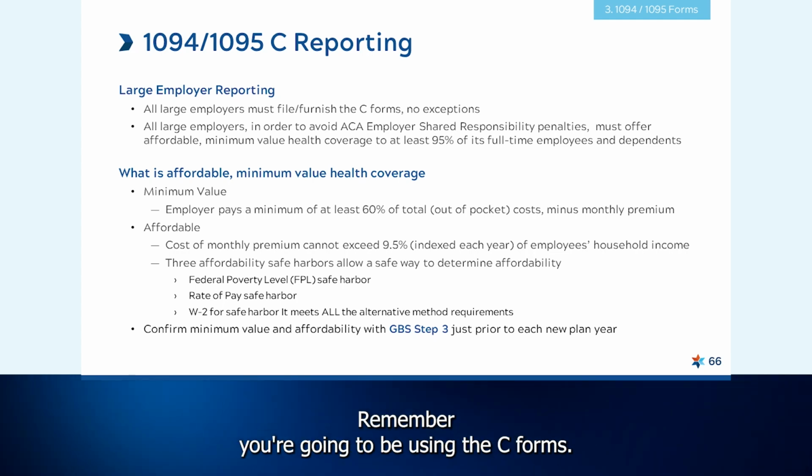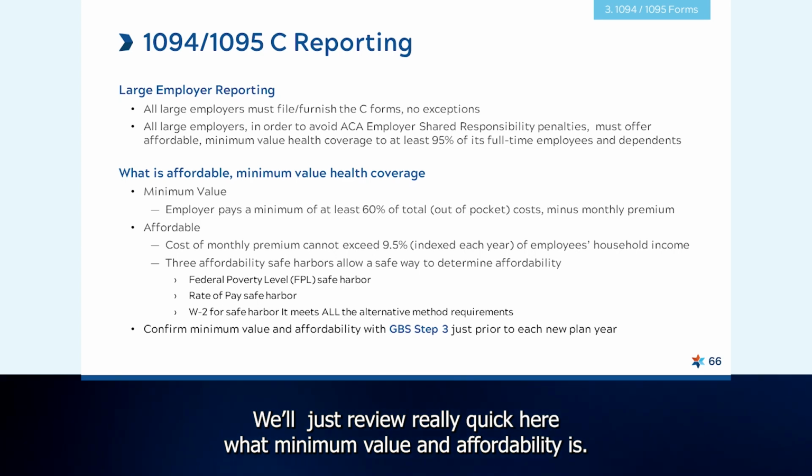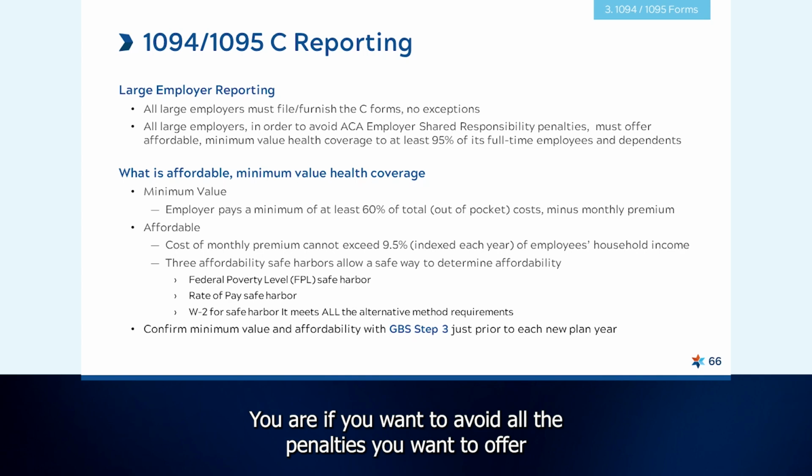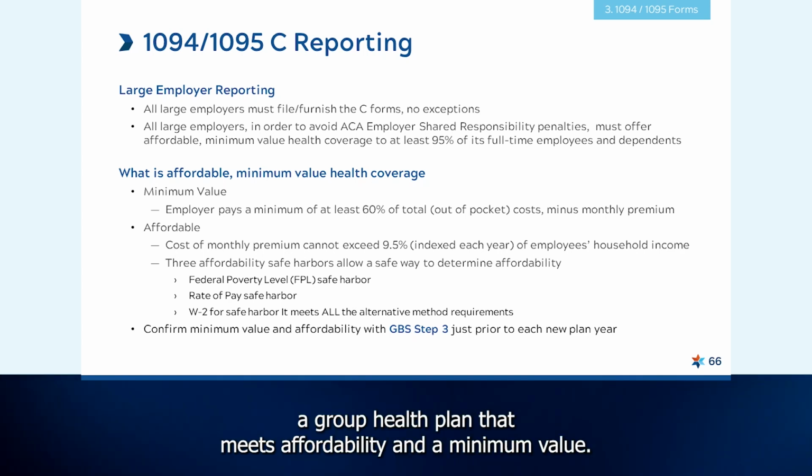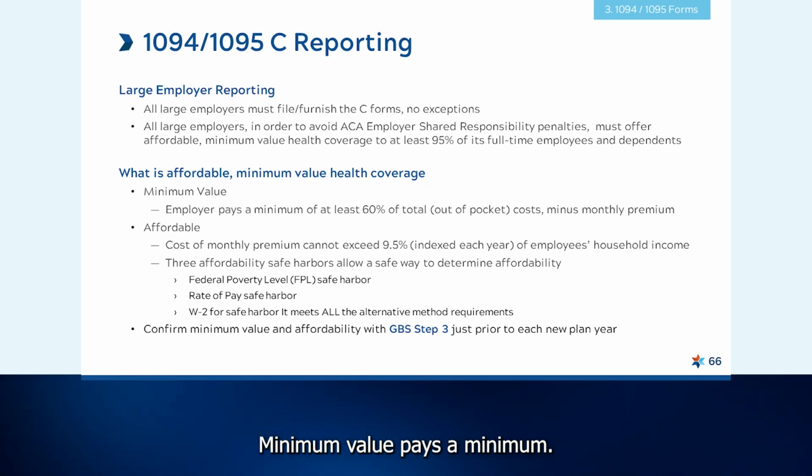Large employer reporting, remember, you're going to be using the C forms. We'll just review really quick here what minimum value and affordability is. If you want to avoid all the penalties, you want to offer a group health plan that meets affordability and minimum value.